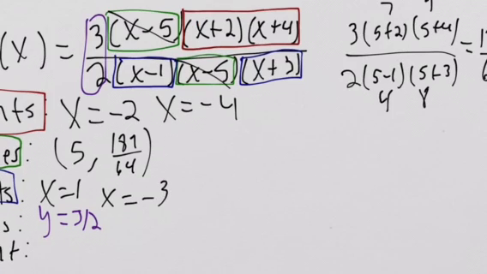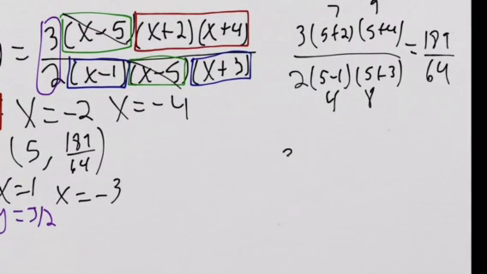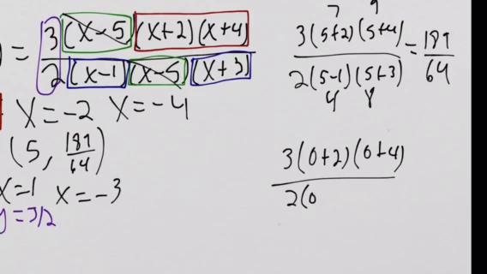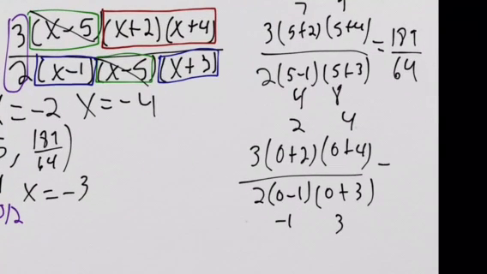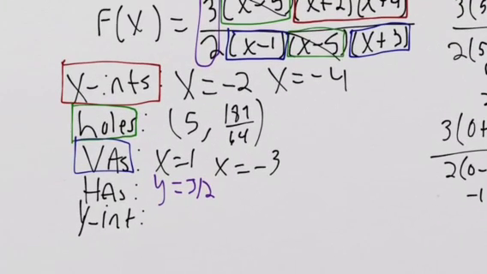Now for the y-intercept, all we have to do is plug in 0 for x. So just like we plugged in 5 for x up here to find the y value of the hole, we're going to plug in 0. 3 times 0 plus 2 times 0 plus 4 over 2 times 0 minus 1 times 0 plus 3. So what do we have? We have 3 times 2 times 4, and we have 2 times -1 times 3. So that's 3 times 2 is 6 times 4 is 24. 2 times -1 is -2 times 3 is -6. So that's going to simplify to -4, which is nice. So our y-intercept is at 0, -4.